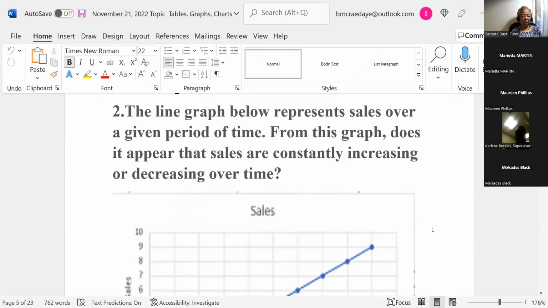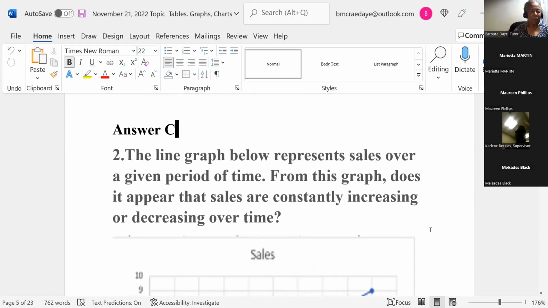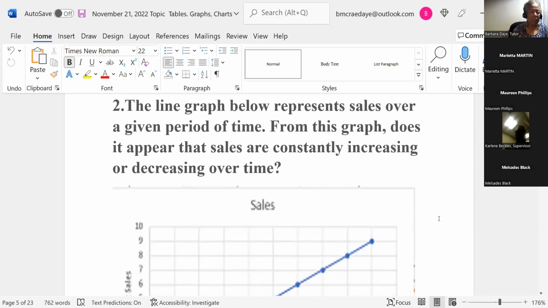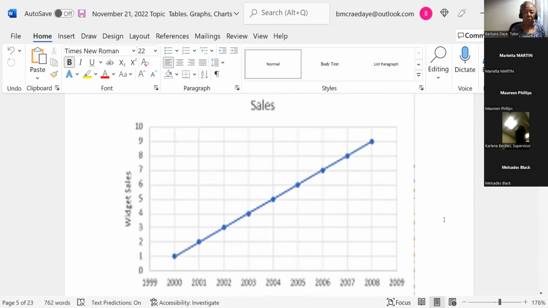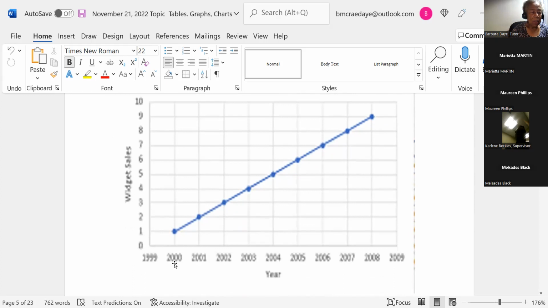Now here's a line graph. It represents sales over a given period of time. From this graph, does it appear the sales are constantly increasing or decreasing over time? What would you say, Marietta, for number 2? It decreases. I said decrease. They're decreasing? Okay.